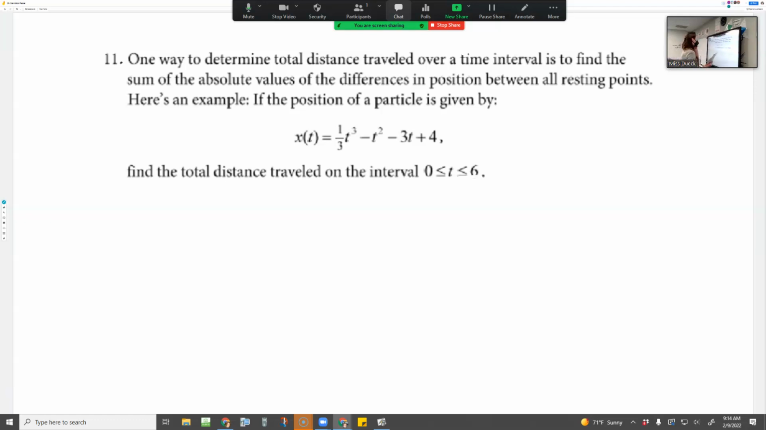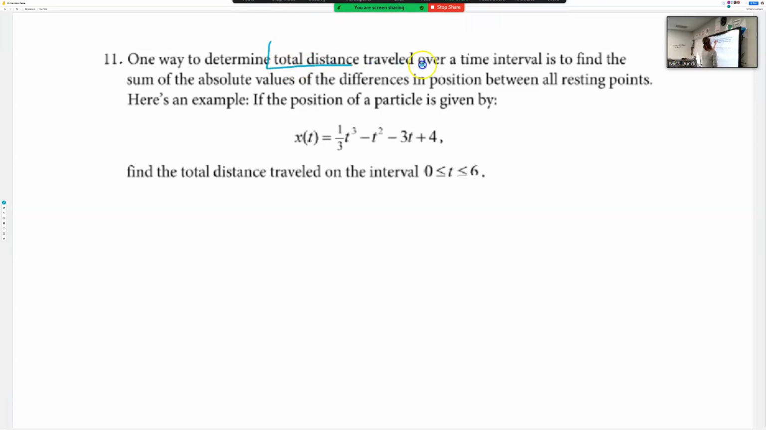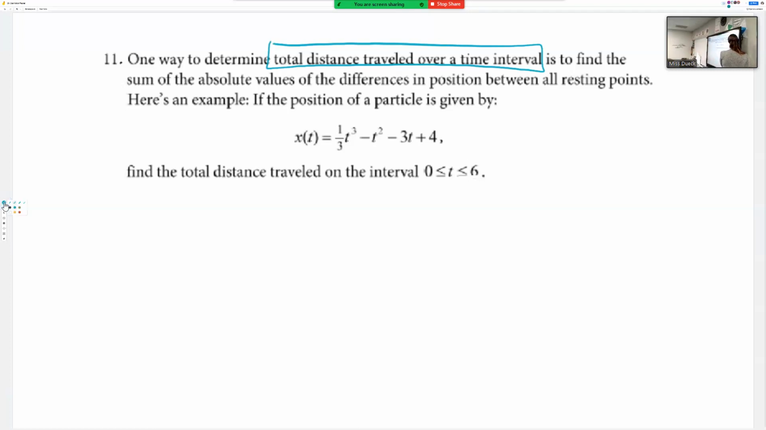One way to determine total distance traveled over a time interval is to find the sum of the absolute values of the differences in position between all the resting points. Hey guys, what are resting points based on what we just filled in? When would resting points occur? When what equals 0? At rest? Velocity. Yeah, thanks, Rocco.